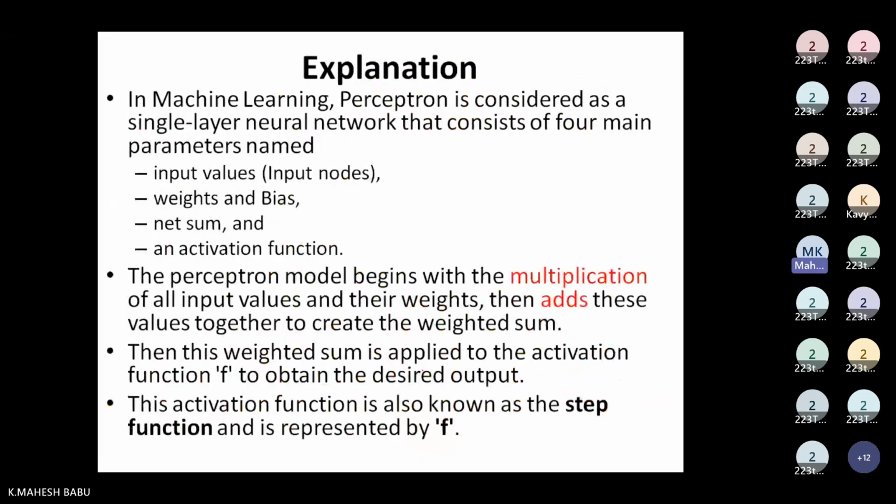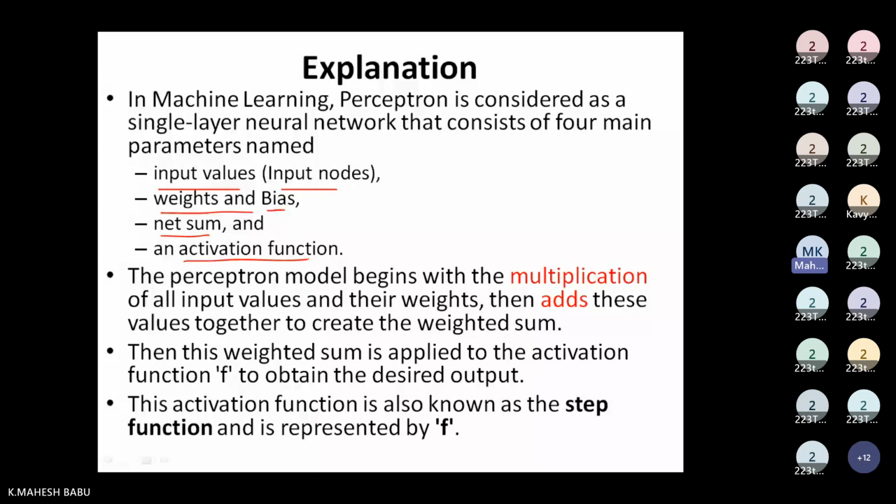So this is what we discussed in ML. Perceptron is considered a single layer neural network that consists of main parameters where we are providing some inputs, and every input will have certain weights. The weights will be added here along with the bias value, and we are going to find the net sum, and we are applying an activation function on that. So we will see some example for this.